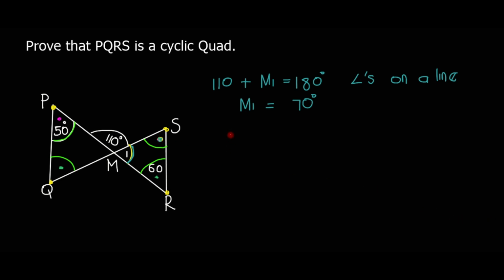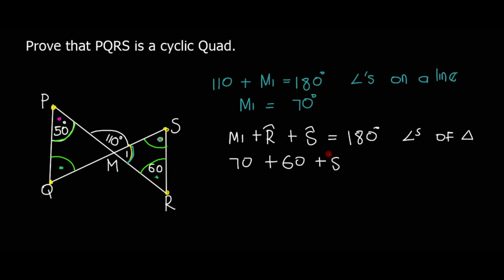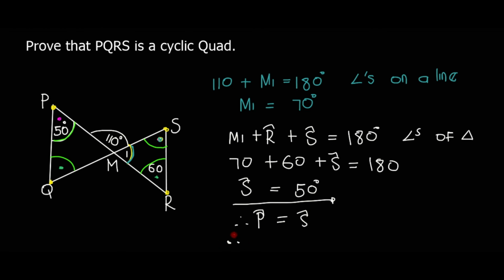Therefore, angle M1 plus angle R plus angle S is equal to 180 degrees, angles of a triangle. And then from here, 70 plus 60 plus angle S is equal to 180. Therefore, if we solve, angle S is equal to 50. And then for the reason, this angle and this angle are equal, we have proved it. Therefore, angle P is equal to angle S. And then in conclusion, therefore PQRS is a cyclic quadrilateral.